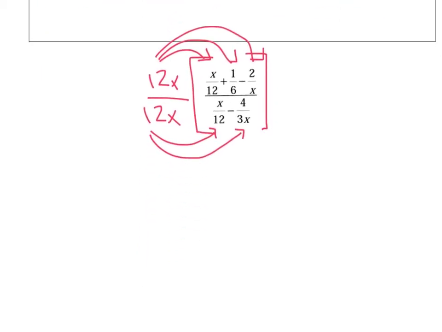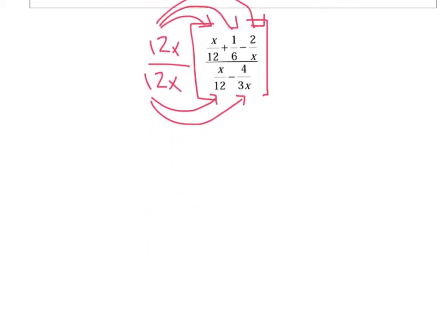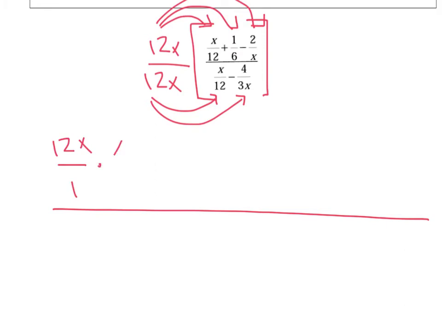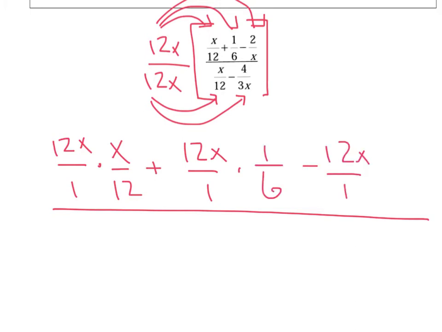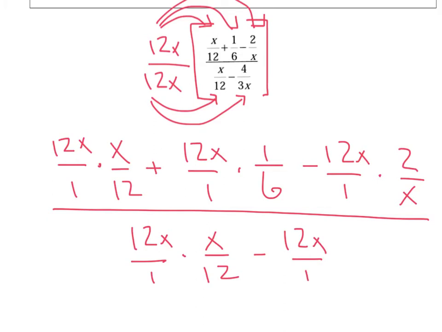It's going to look kind of crazy at first, but then I think it's going to make a lot more sense. Alright, so the first one as I distribute, it's going to be 12x over 1 times x over 12, plus 12x over 1 times 1 over 6, minus 12x over 1 times 2 over x. Okay, there's your numerator. And then on the denominator, we'll say 12x over 1 times x over 12 minus 12x over 1 times 4 over 3x.